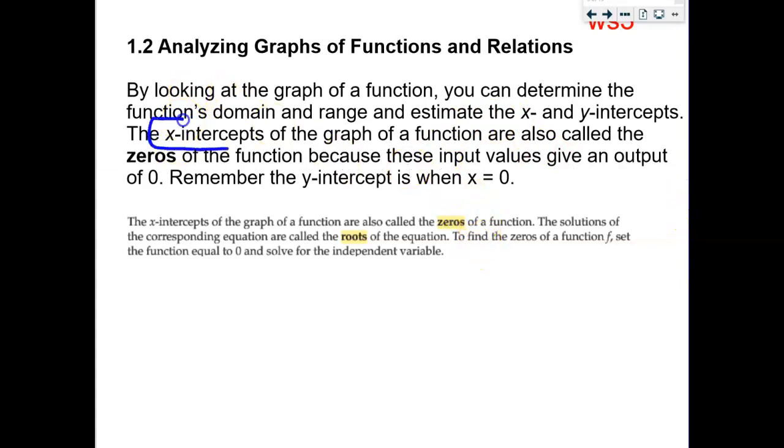So the X-intercept of a graph, also known as the zeros of the function, is when you take your function, whatever it is, and you set it equal to 0 and you solve it. So for the last few weeks, it's been a lot of quadratics that you guys have been solving through various methods. When you're finding the solutions to your quadratic, you're finding the X-intercepts or the zeros.